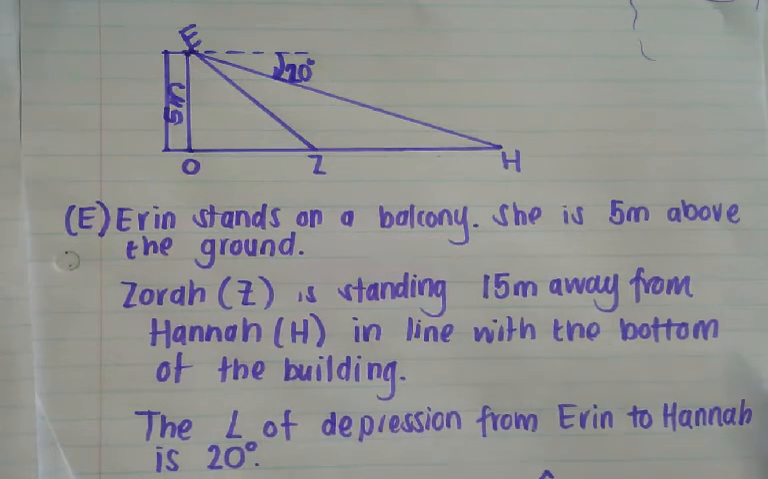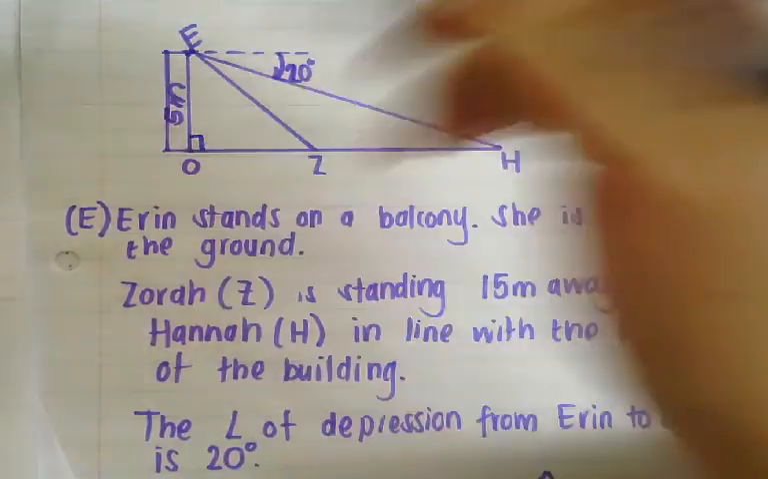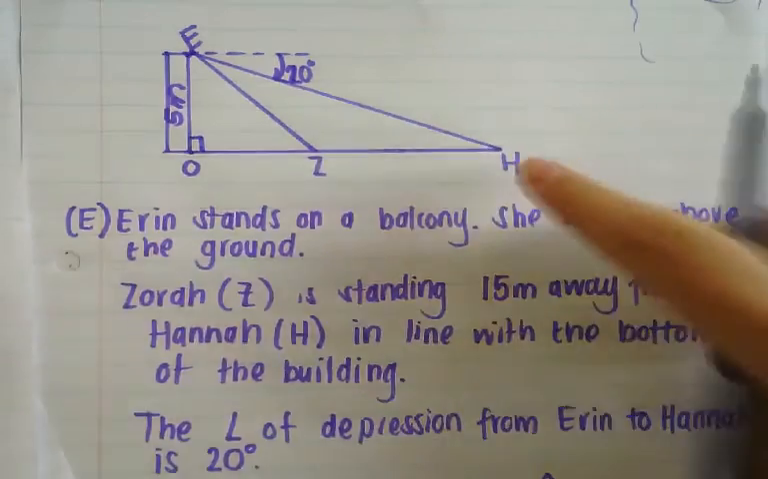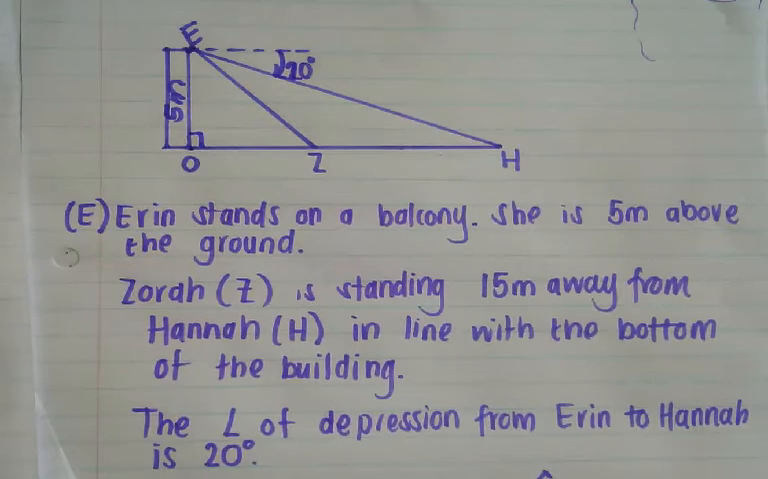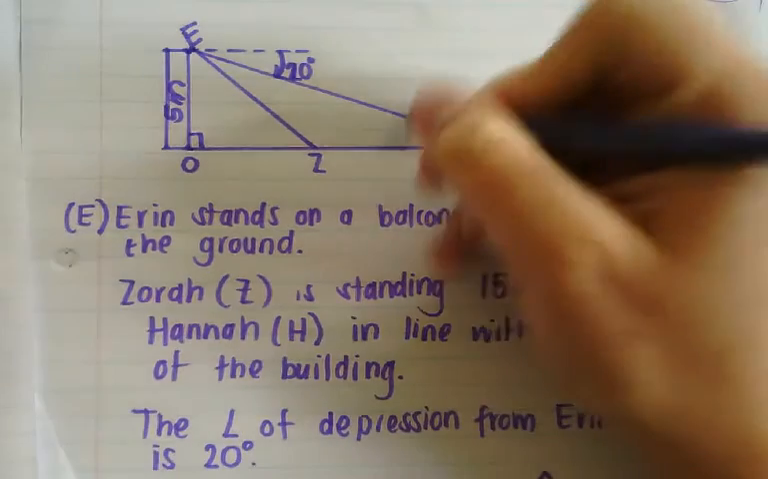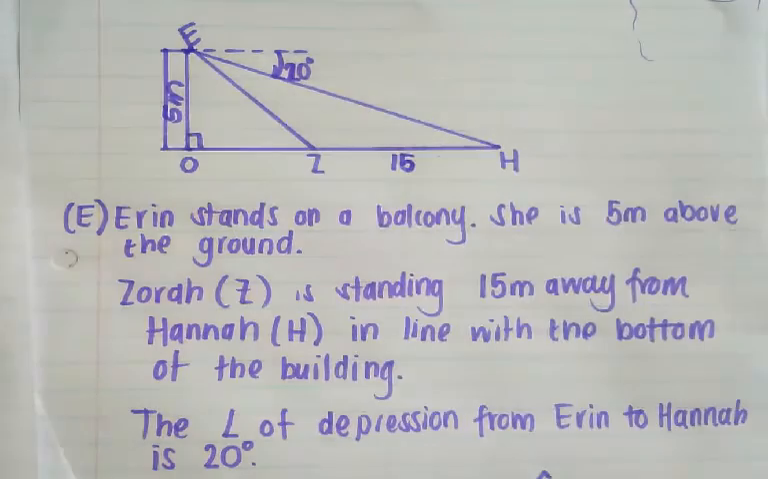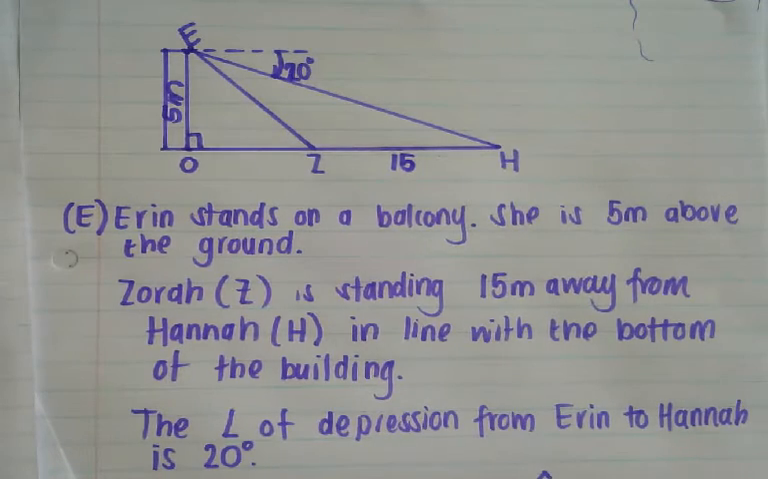What we also know is that EOZ is a right angle and EOH is a right angle. The other thing we've been told is that from Zora to Hannah it is 15 meters. Where am I going to put that? ZH. My first question, what is the size of EHZ?